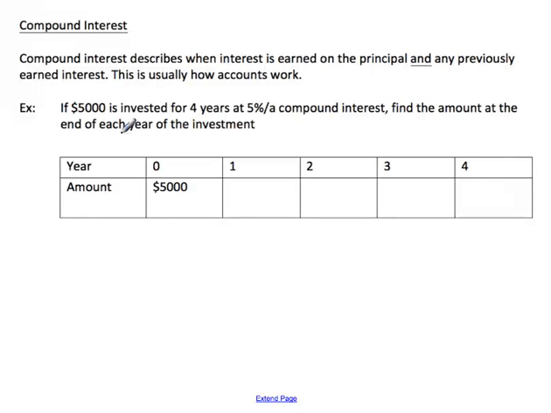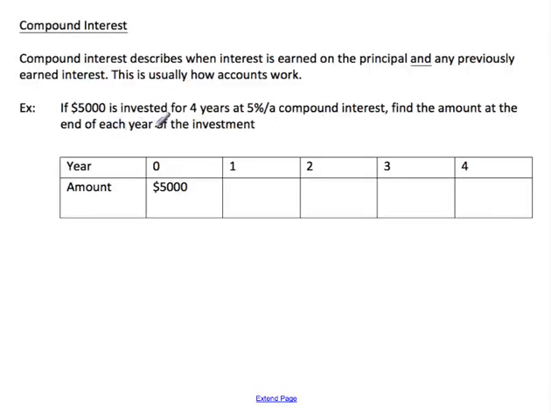Now let's look at compound interest. Compound interest describes when interest is earned on the original principal and on any previously earned interest. This is different from simple interest, where we don't earn interest on our interest. So in compound interest, we earn interest on the original principal and on any previously earned interest, and this is usually how accounts work. Let's look at a similar example to the one we saw before.